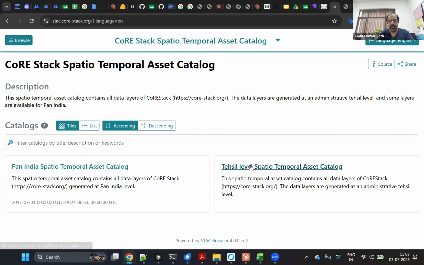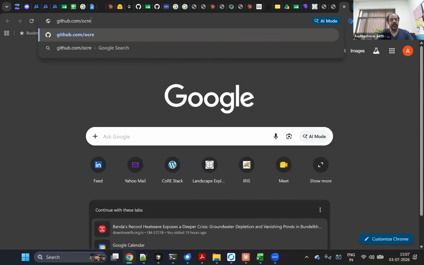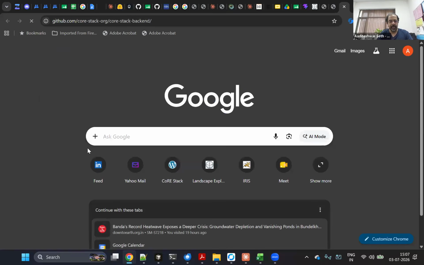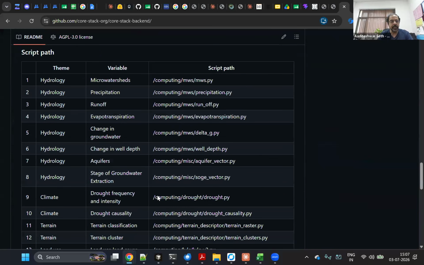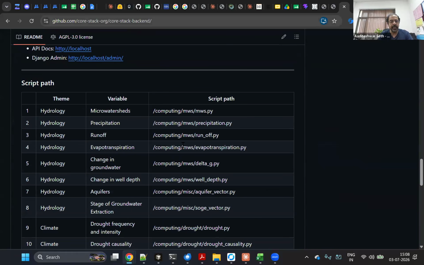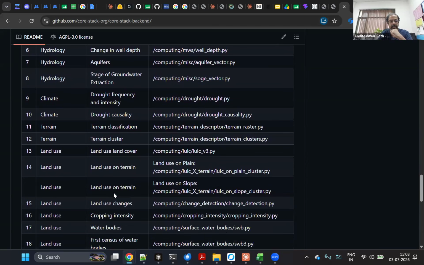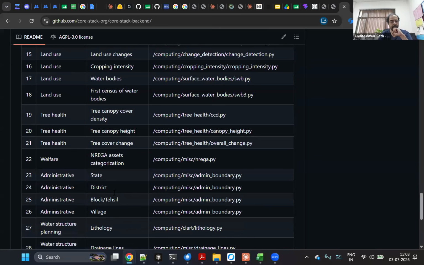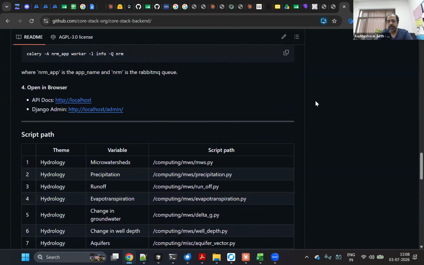We have a bunch of pipelines at the back end. This is the core stack GitHub page for the core stack backend repo. For any area, we are collecting or building a lot of different data sets about precipitation, evapotranspiration, all sorts of things: cropping, terrain, changes in tree cover, changes in land use, and so on. All of these are different pipelines that run.